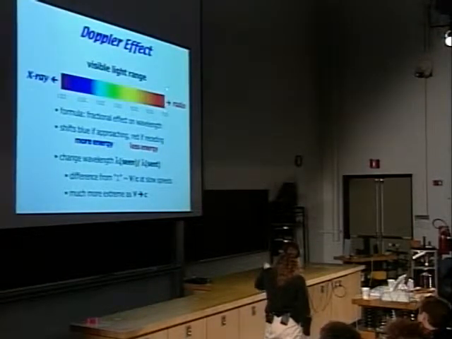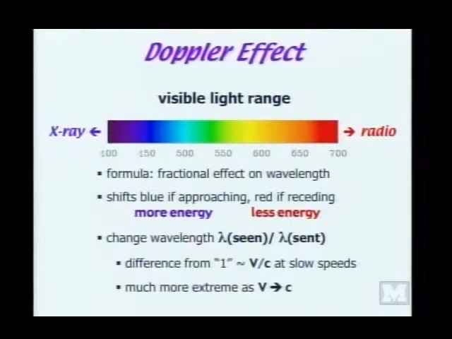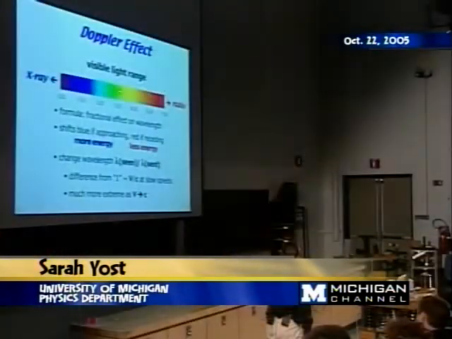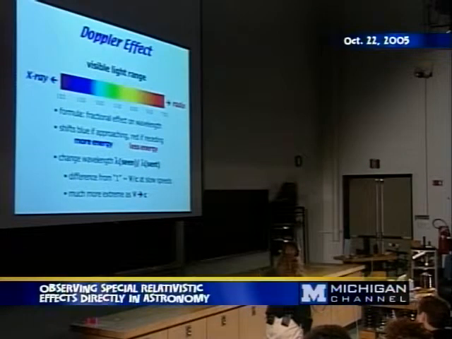If you go further to the red than red, you go through the infrared off to the radio. If you go further to the violet than violet, you go through higher energies like the ultraviolet to the X-ray, gamma rays, and beyond. The formula for what happens with light, for the Doppler effect, is a fractional effect on your wavelength. This means that it will shift by a certain percentage. It could be 1%, 10%, 50%, depending upon your relative speed with the light source. If you're approaching a light source, the light gets shifted bluer, that's to higher energy. If you're going away from the light source, the light gets shifted redder to lower energy.